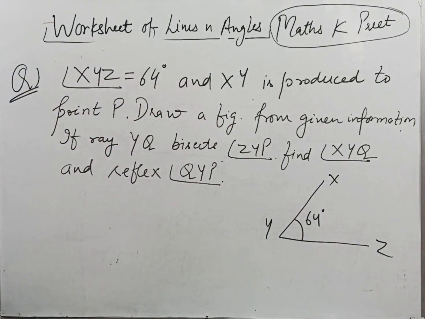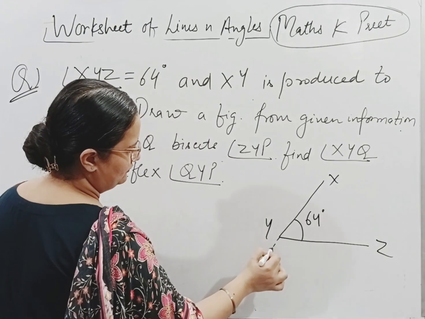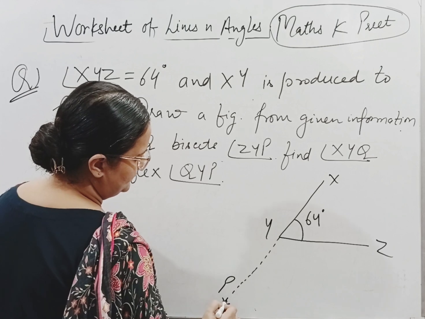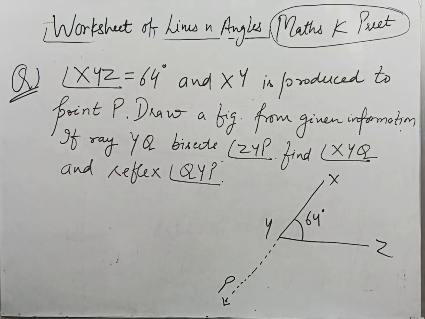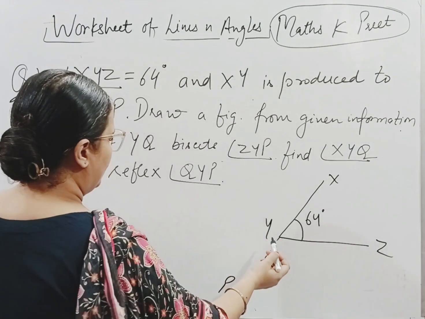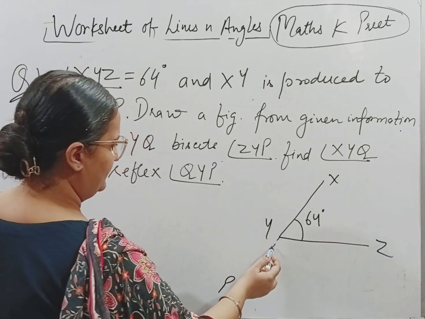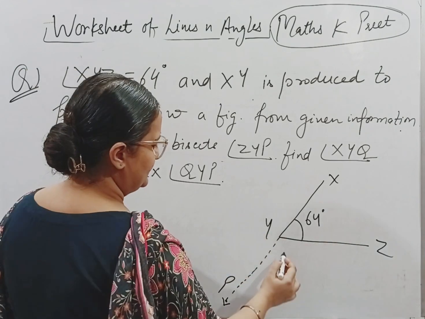And XY is produced to point P. XY is produced, so we have to extend this line to point P. This is point P. Say, draw a figure from given information. So we have drawn it. If ray YQ bisects ZYP, YQ bisects ZYP. So this is the angle ZYP.